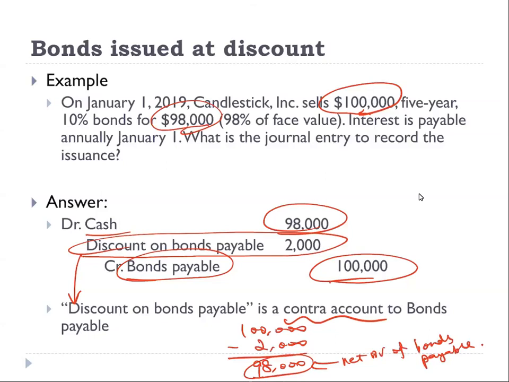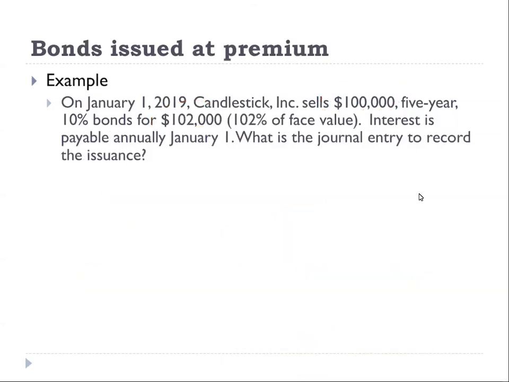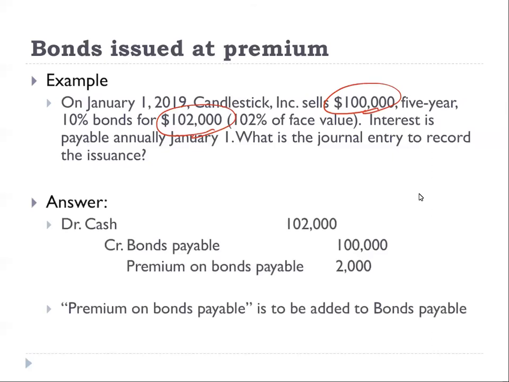So this is when a bond is issued at a discount. Then how about if the bond is issued at a premium? So now the face value is 100,000. However, the bond is issued at 102,000. And what is the journal entry?